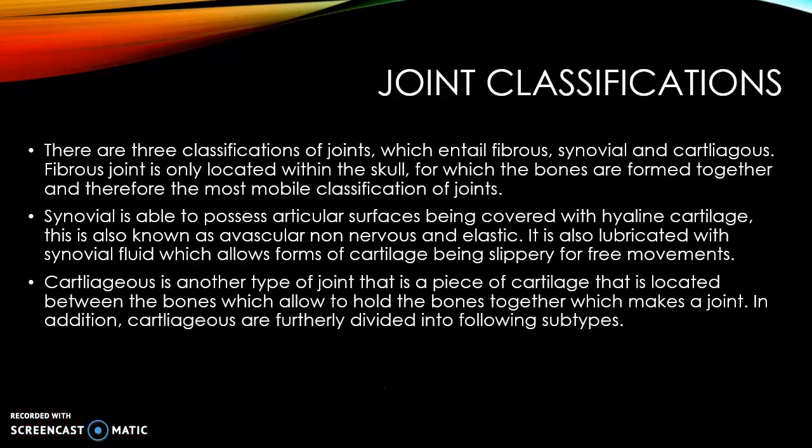So I'm going to be talking about joint classifications first. As you can see, there are 3 classifications of joints, which entail fibrous, synovial and cartilaginous. The fibrous joint is only located within the skull, for which the bones are formed together to make the immobile classification of joints.